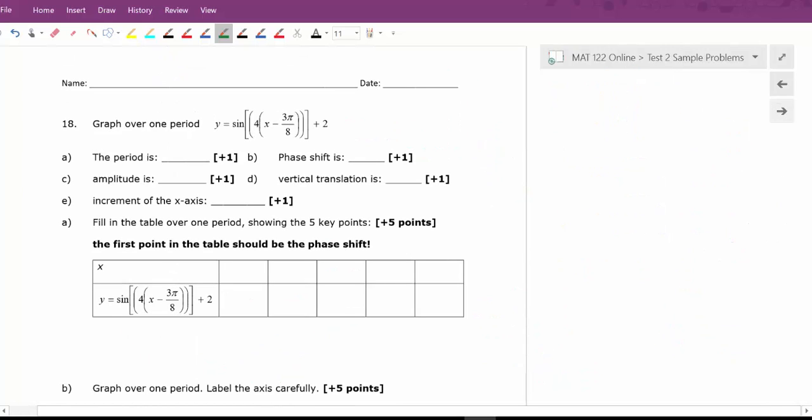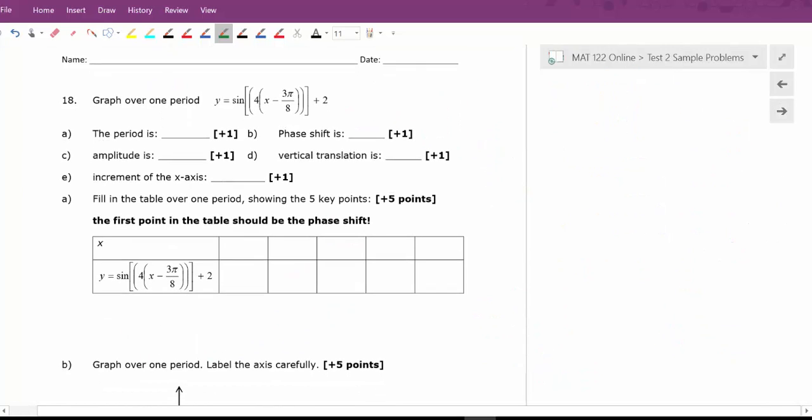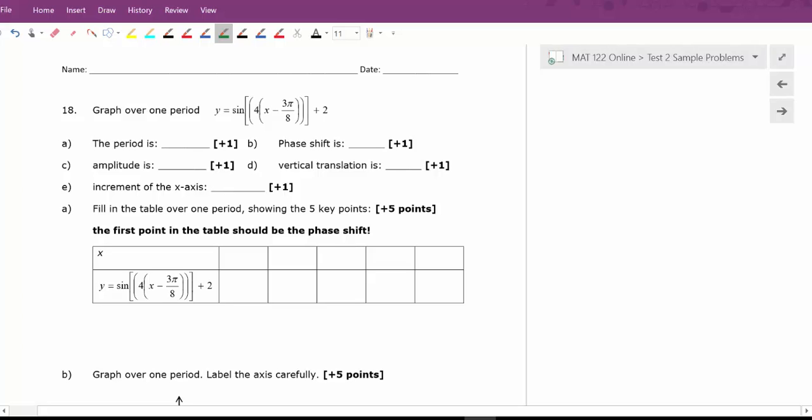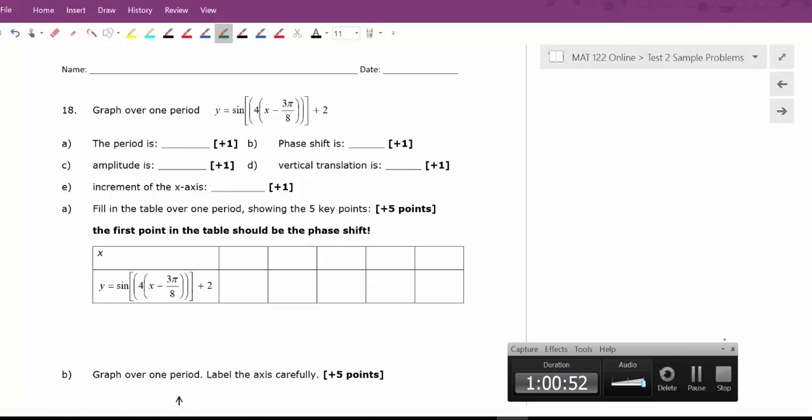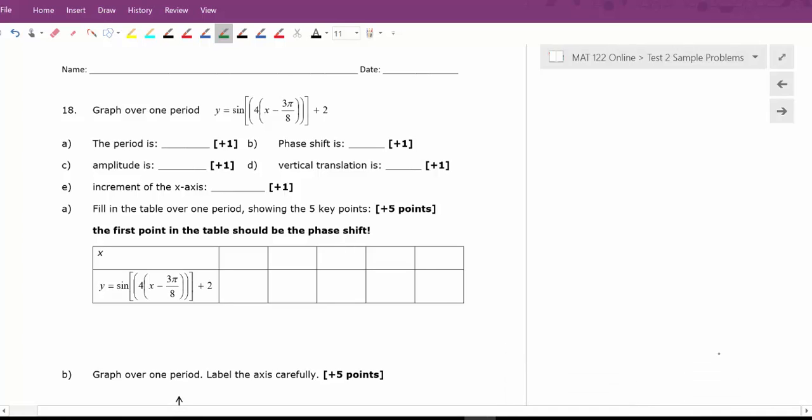Okay, now this number 18 on this page, this is a little bit more complicated. It's got more going on. So one of the things that we want to go ahead and work with on this one is finding all the parts of this. So the first thing is the period on part A is 2 pi over b. Okay, well, b in this problem is 4. So that's going to be 2 pi over 4. So the period is going to be pi over 2.